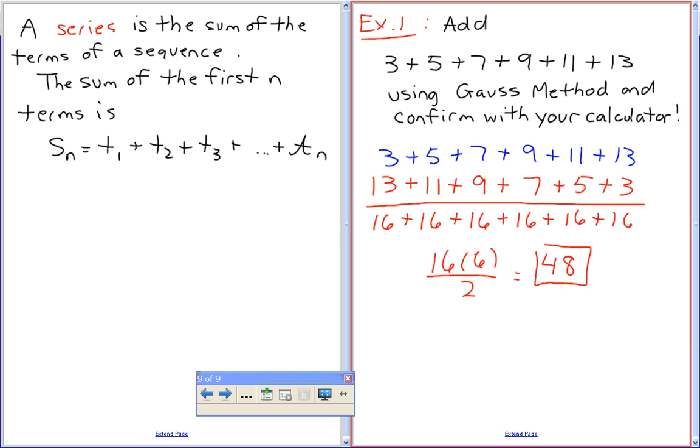Okay, using the football method, 3 plus 5 is 8, plus 7 is 15, plus 9 is 24, plus 11 is 35, plus 13 is 48. So that matches up. Okay. What I wanted to use is some nice numbers so we can do this for anything.